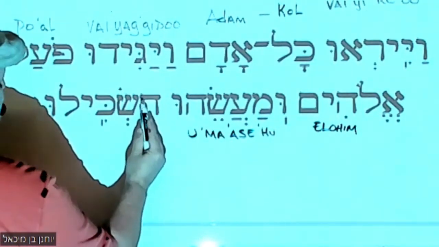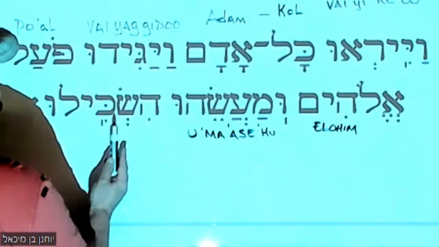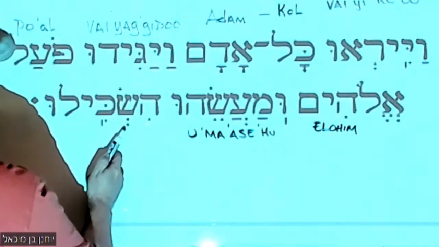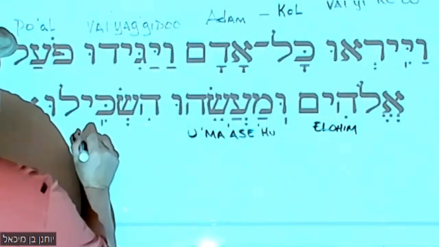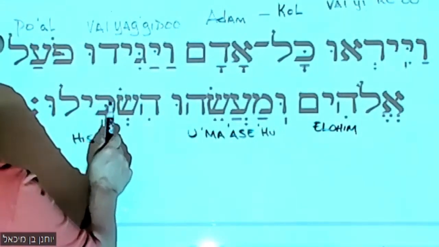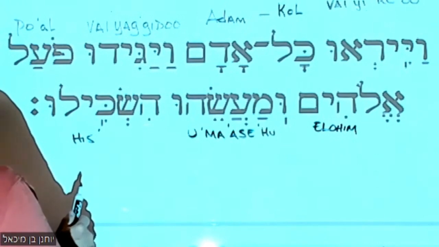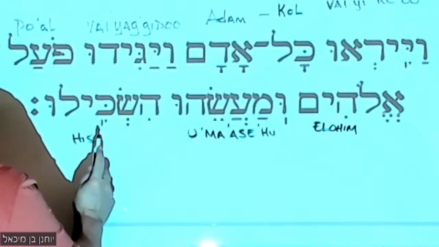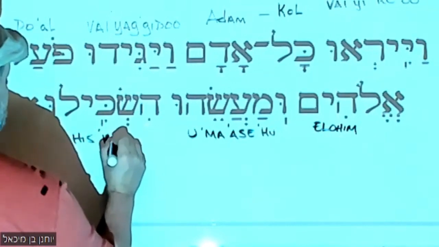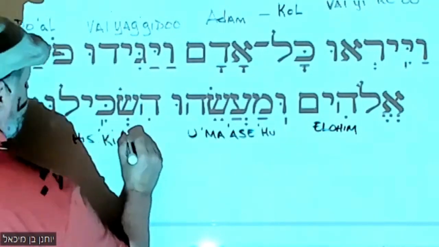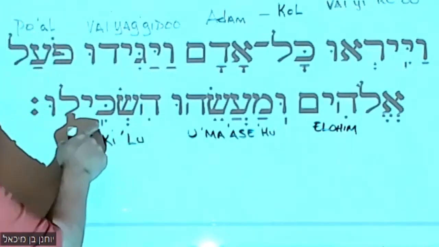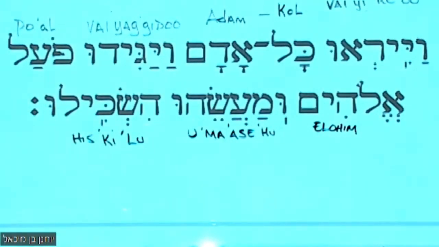All right, so we have a hey pointed kirik followed by sin pointed how? Silent shva. His, right? Then we have the letter kaf, and it's pointed how? Kirik yod, right? All right. Ki. Then we have lamed followed by vav pointed shuruk. Lu. Hiskilu. Right? Look, your meteg is in the middle. Right? So you're going to stress the word in the middle, not at the end. Hiskilu. All right.